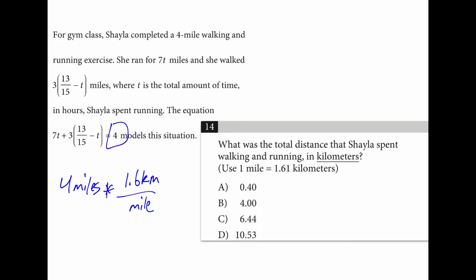So this part right here tells us that the combined amount of running and walking was 4 miles. If I multiply that by 1.6 kilometers per mile, I get 6.4.